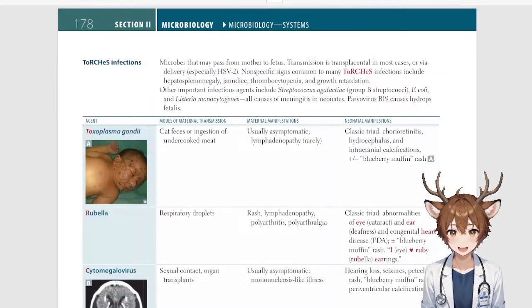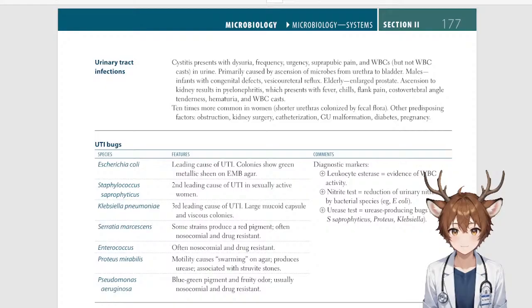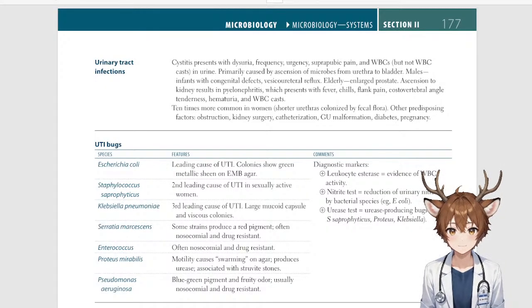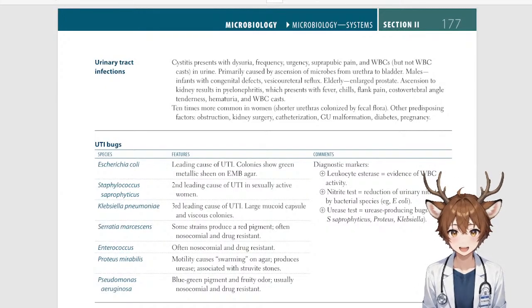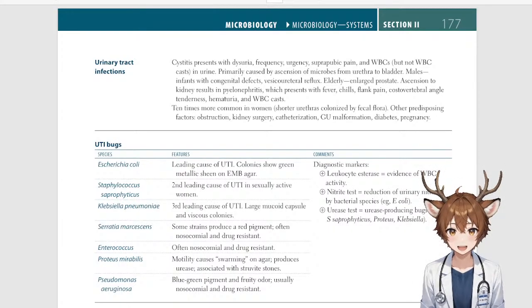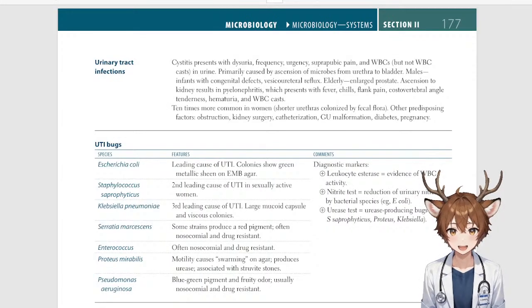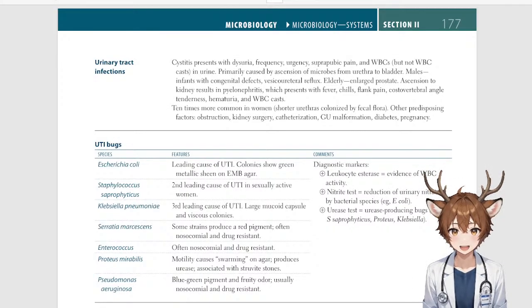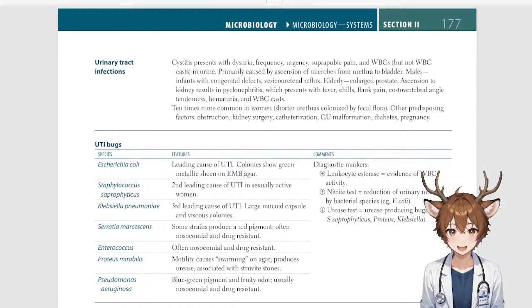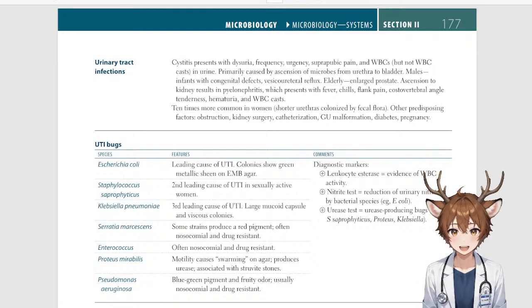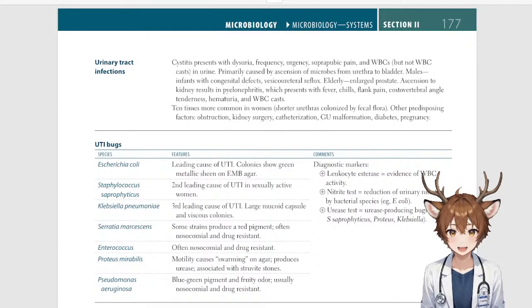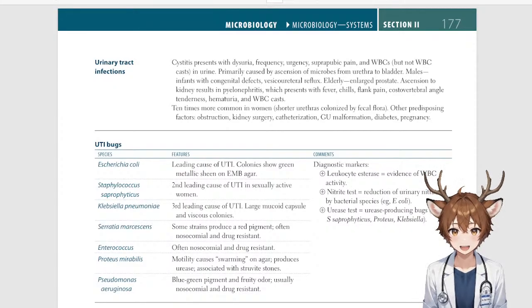Now let's talk about UTIs. Cystitis presents with dysuria, frequency, urgency, suprapubic pain, and white blood cells, but not white blood cell casts in urine. Primarily caused by ascension of microbes from the urethra to the bladder. Ascension to the kidney results in pyelonephritis, which presents with fever, chills, flank pain, costovertebral angle tenderness, hematuria, and white blood cell casts. 10 times more common in females, shorter urethras colonized by fecal microbiota.